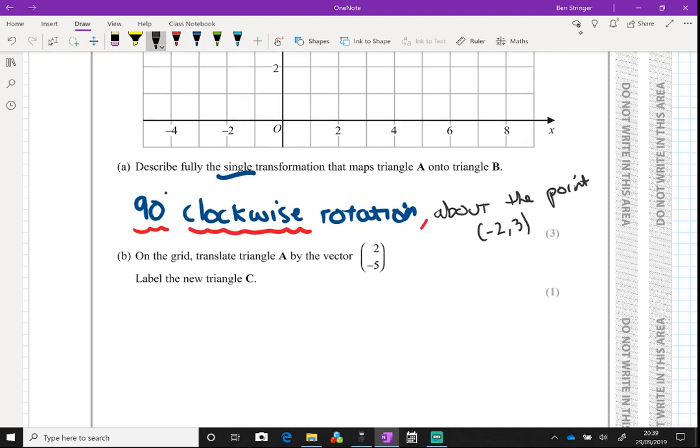On the grid, translate triangle A by the vector -5, sorry. So I need to remember, this is how coordinates work.